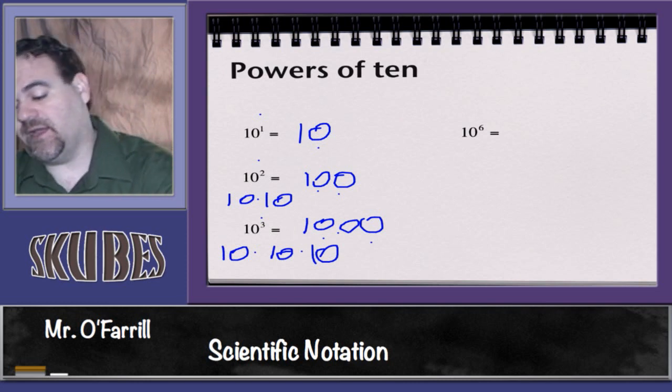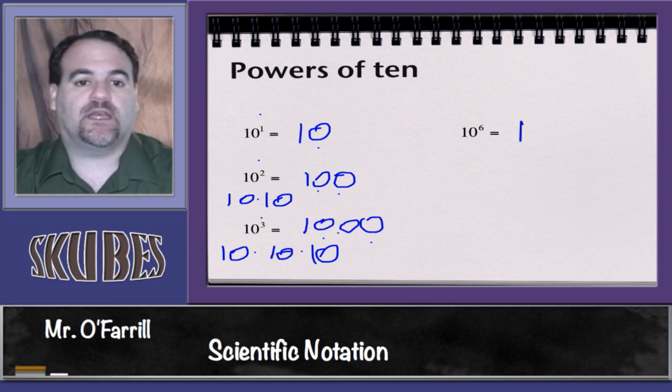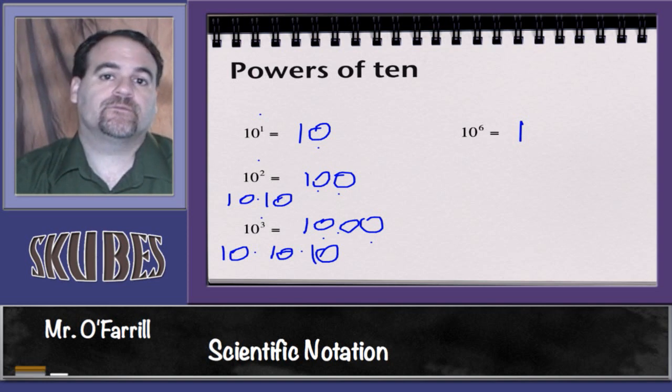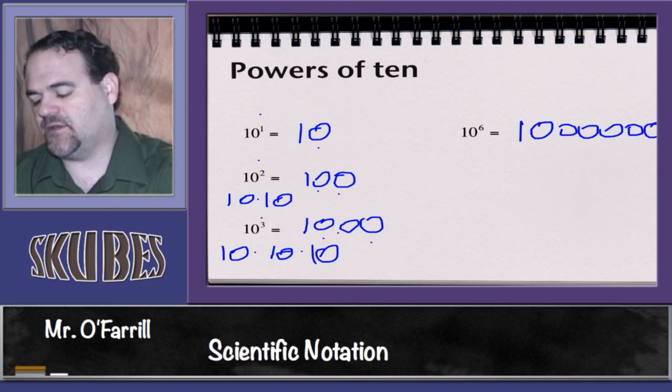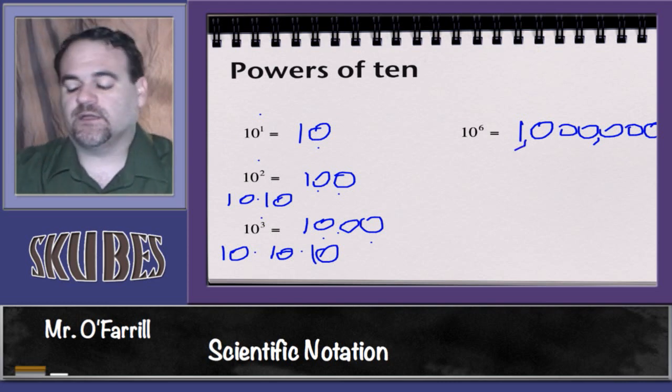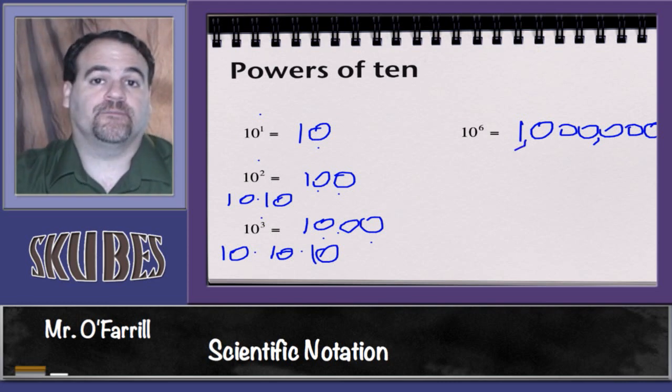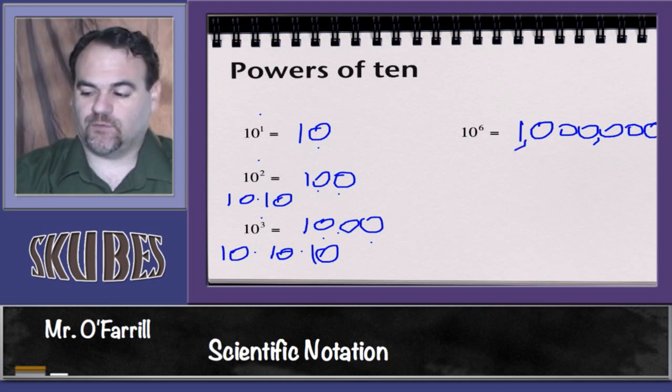So how many zeros are going to be after the 1 when I do 10 to the sixth power? 6 zeros. 2, 3, 4, 5, 6. I'll put some commas in there so we can see what we're dealing with. 10 to the sixth power is 1 million. Real simple, right?